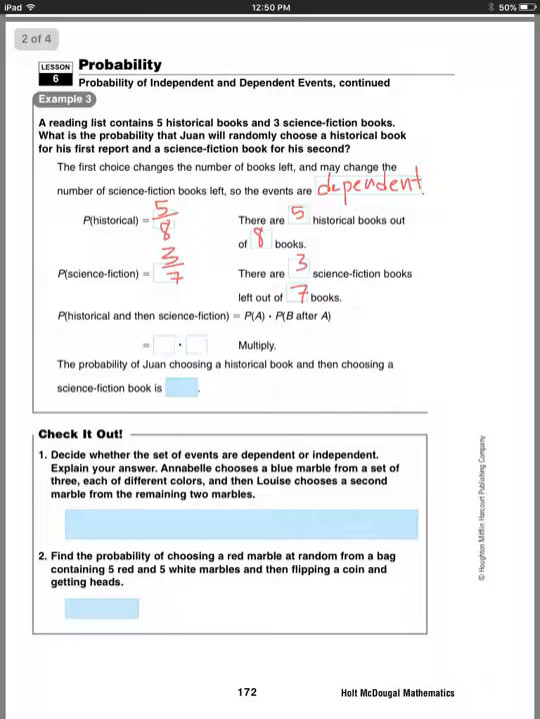So the probability of getting his historical book and then a science fiction book is the probability of getting a historical book times the probability after we took the historical book out and our denominator changed to 7. So we're going to multiply our 2 events, 5/8 times 3/7, and when we multiply straight across, we get 15 out of 56. So there is a 15/56 chance that Juan will get a historical book for his first report and a science fiction book for his second report. Do your check it outs.